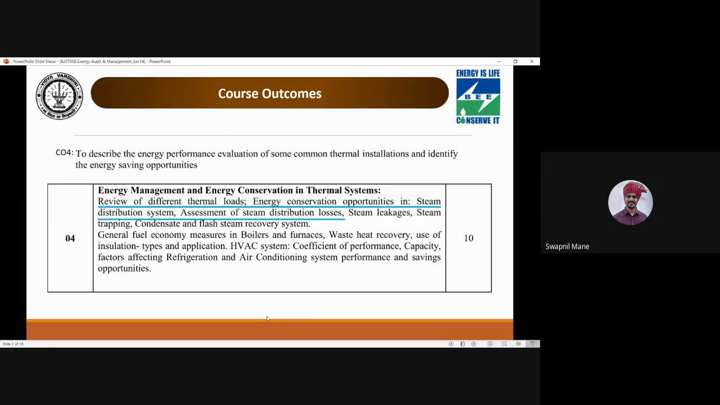In this module, today's lecture is dedicated to a review of different thermal loads. Then we will see what the steam generation or steam distribution system is. What do you exactly mean by steam and where it is used? We will discuss the application of steam. Then we will assess the steam distribution losses, where all we can see the steam gets lost in the system. Then it will also cover steam leakages, steam trapping, condensate, and flash steam recovery, and so on in the coming lectures.